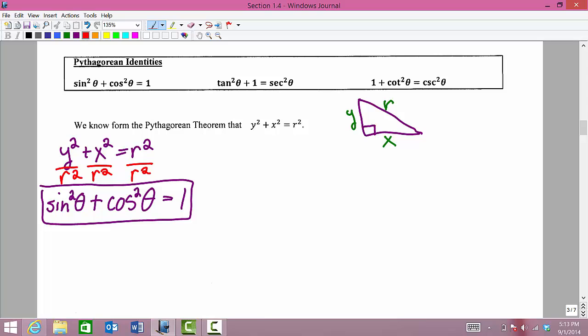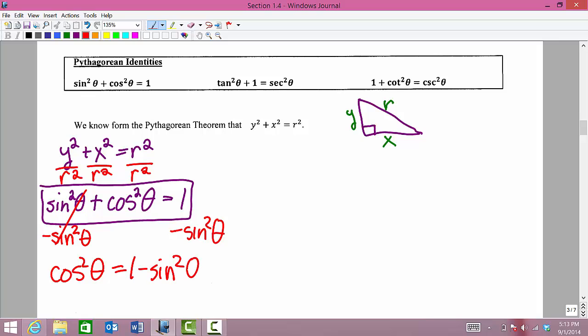Treating this once again as an equation, I should be able to take sine squared and subtract it from both sides. If I do that, we will end up with cosine squared theta equals 1 minus sine squared theta. And this would be an equivalent form of that identity. So we should be able to know the basic form of the identity and then be able to rearrange it by subtracting or adding or doing anything to both sides. We should be able to come up with an equivalent form of that identity.